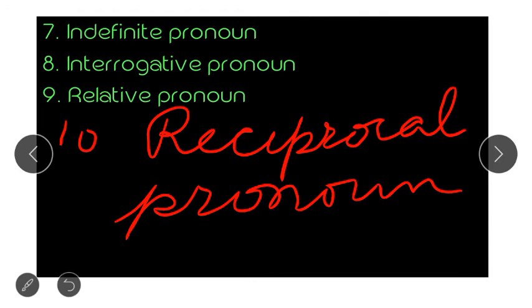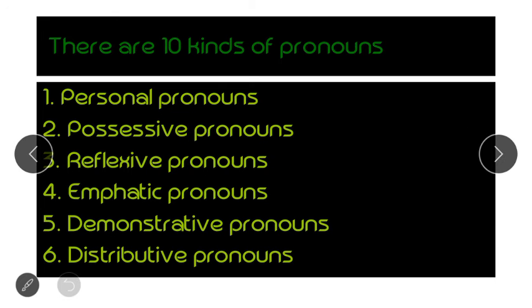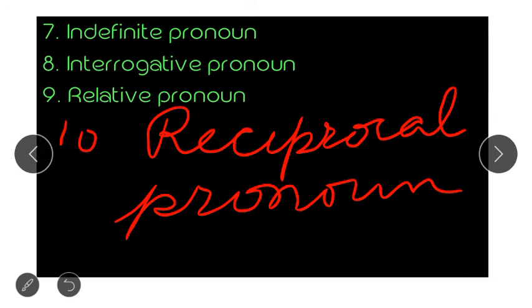I repeat, the pronouns are of 10 kinds: personal pronoun, possessive pronoun, reflexive pronoun, emphatic pronouns, demonstrative pronouns, distributive pronouns, indefinite pronouns, interrogative pronoun, relative pronoun, and the 10th is the reciprocal pronoun. So here we will learn about these kinds of pronoun one by one.